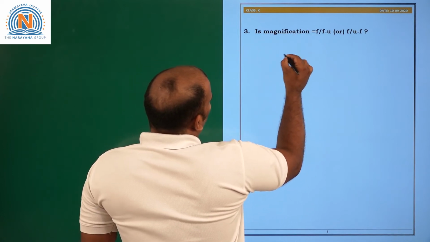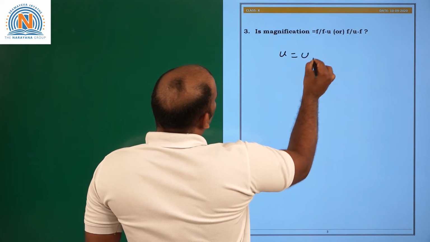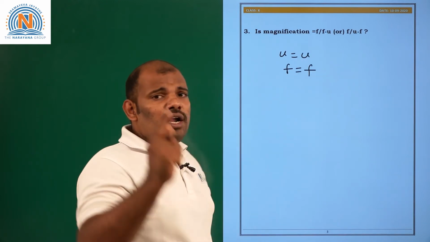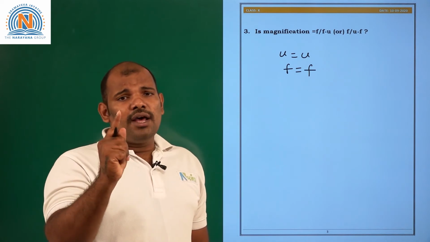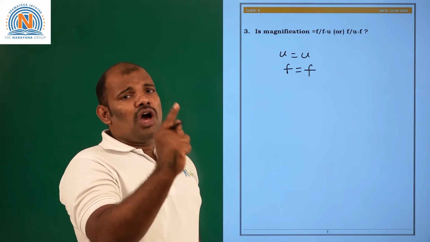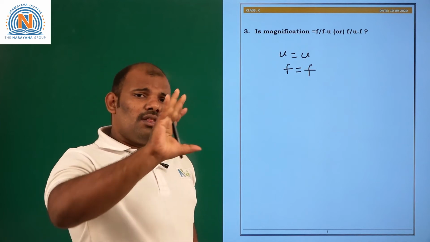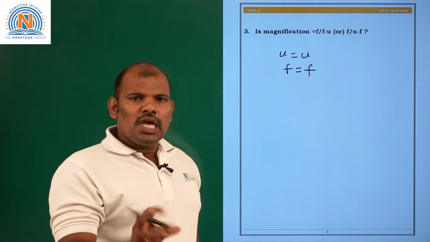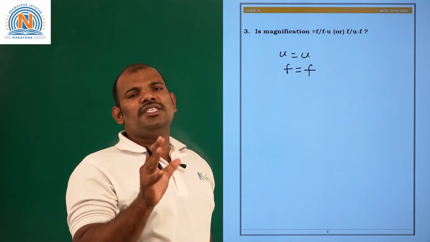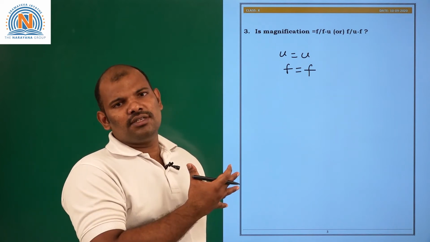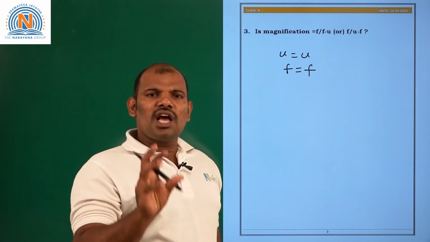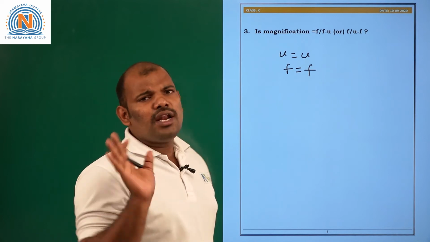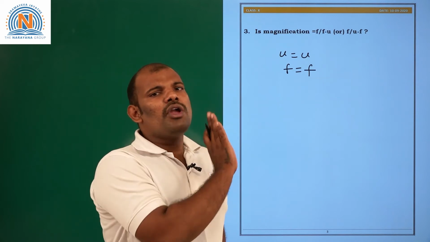So u is equal to object distance, f is equal to focal length, and remember that for any mirror, it may be convex or it may be concave. When there is an object, you will get an image, or to get an image, you have to place an object. When you are placing an object, there will be object distance. In the same way, if it is a curved mirror, there will be focal length. Okay, I don't know what mirror it is, so that's why I am not going into the sign convention.